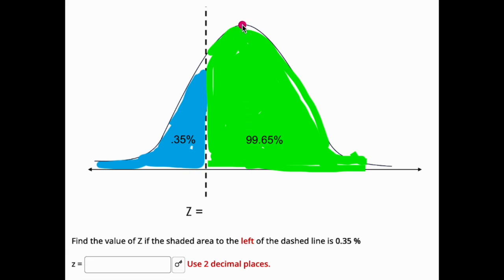The center is here, which is 0, so I expected to get a negative value, because the negatives are to the left and the positives are to the right, and this is the center here. So if I came out with a positive number here, then I would know that I did something wrong and I have to go back and check, because that does not make sense with the picture. So when you're finding your value of z, make sure that it makes sense with the picture.